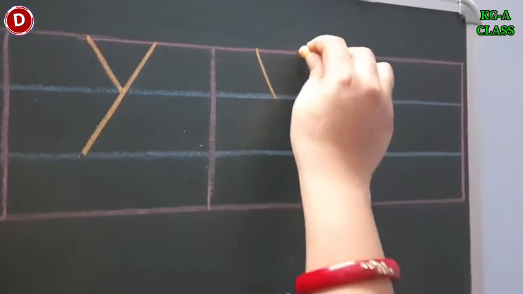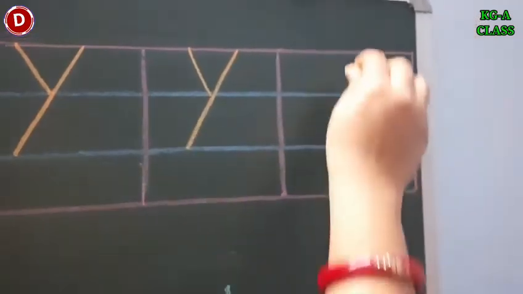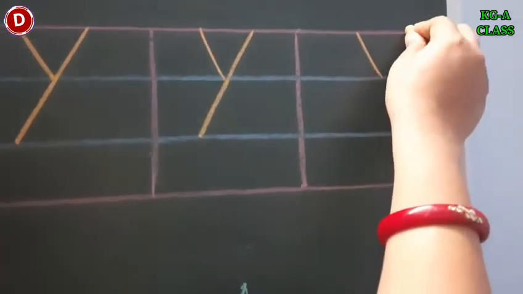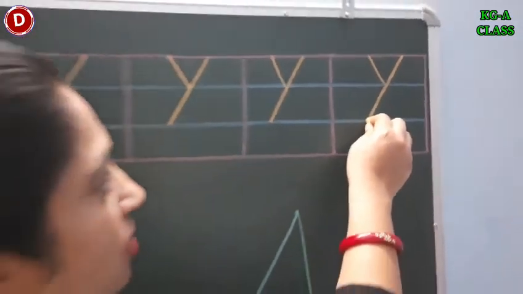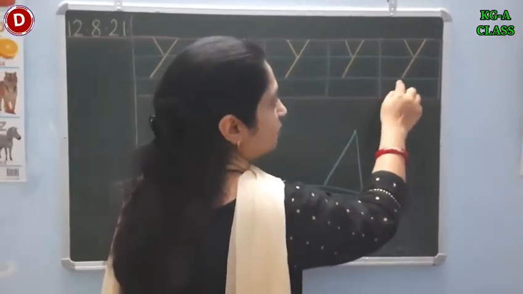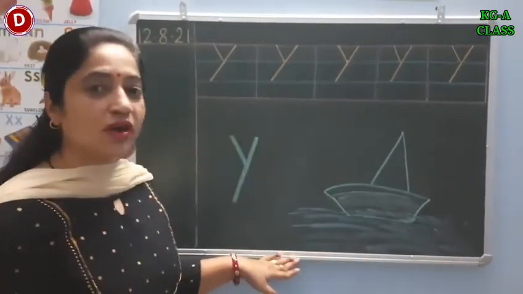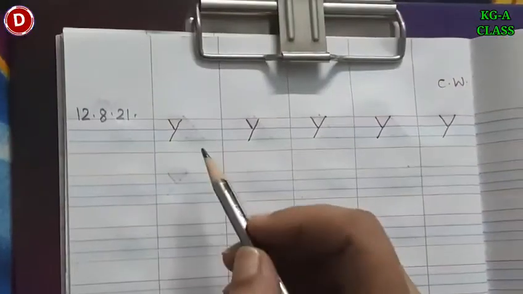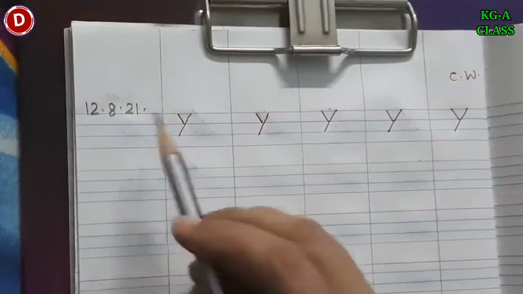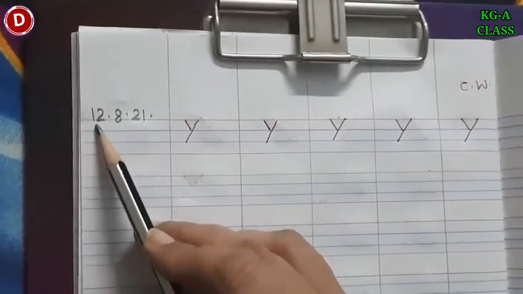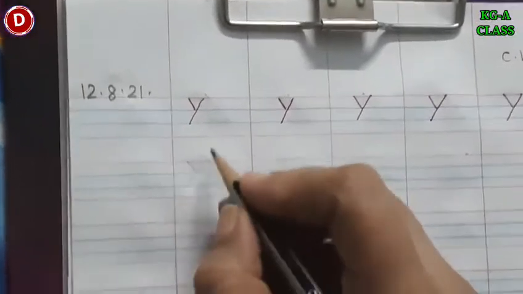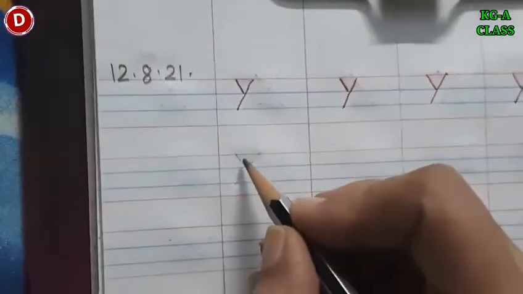Then remove your hand. Then on the other side again you have to make a longer slanting line till the second blue line. In this way you have to write capital Y. Now I will show you how you will write in a notebook. Children, now let's write capital Y in the English notebook. This is today's date. Today is 12th August 2021. So first we have to write today's date. Now children, let's write Y, capital Y.